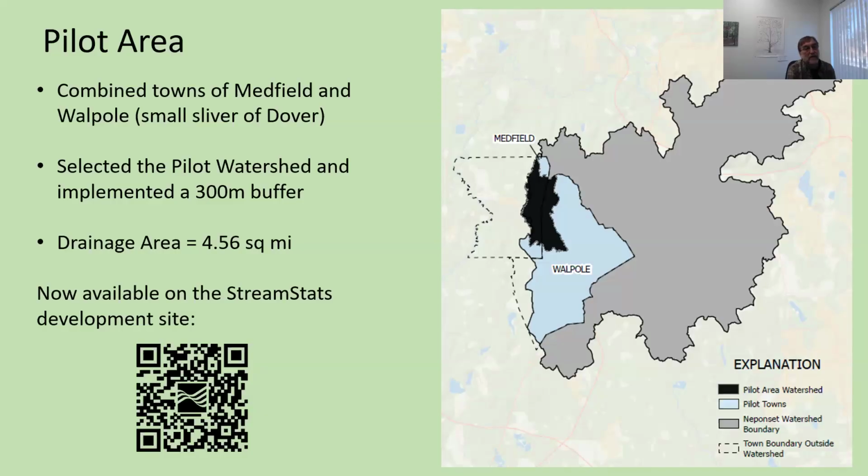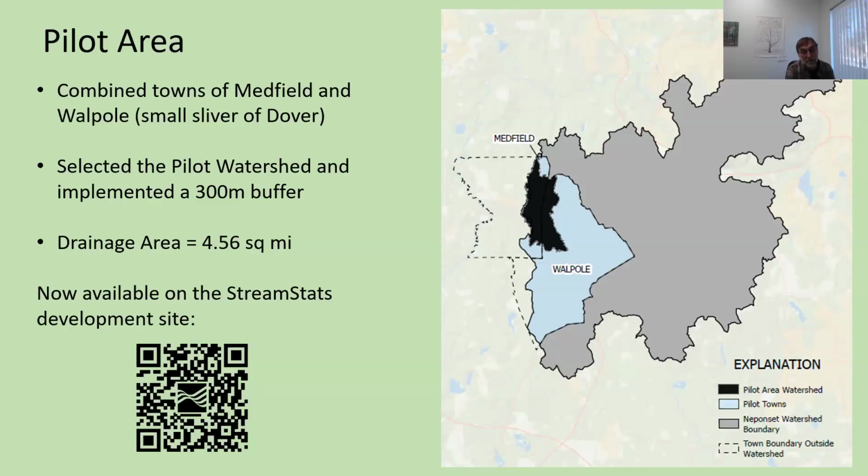So this is our pilot area. It overlaps a piece of Medfield and a piece of Walpole. As you can see, it's a headwater area of the entire Neponset River Basin, which is a key to doing this. We work from headwaters downstream, so we're starting with the towns that are in the headwaters of the Neponset and working our way down eventually to the mouth down in Quincy.